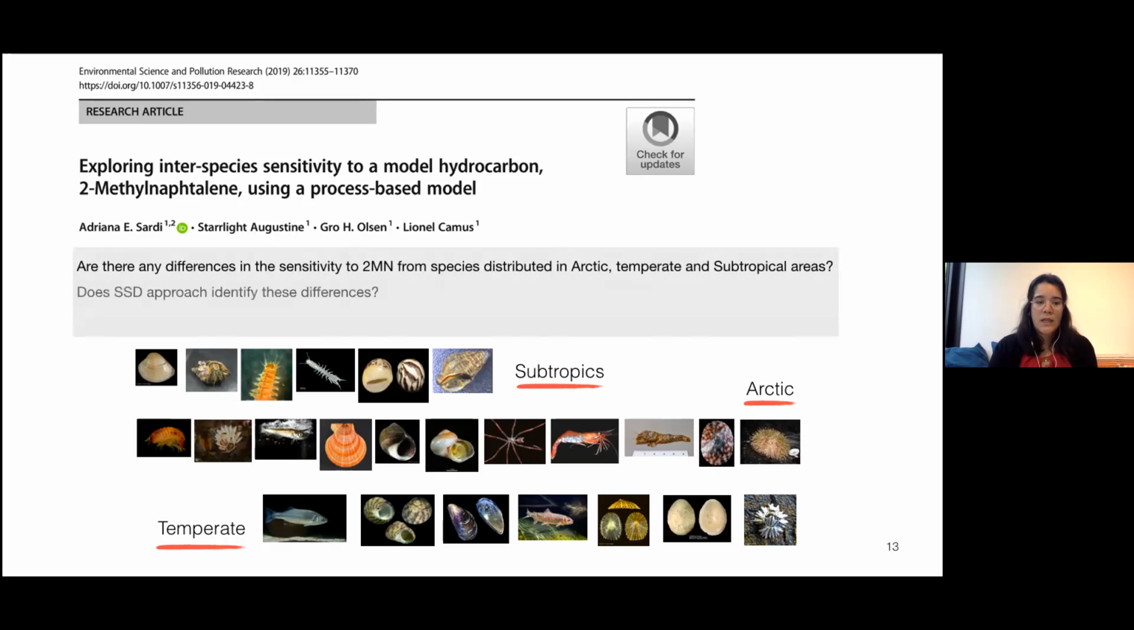And this is because in risk assessment, what is usually done for regions that don't have enough data, like the subtropical areas or at least in Latin America, is to use the surrogate approach. So we use the metrics obtained from temperate species, and we assume that there's a similar sensitivity to the compound. And we also want to check if the SSD approach, so the species sensitivity distribution curves, identifies these differences.